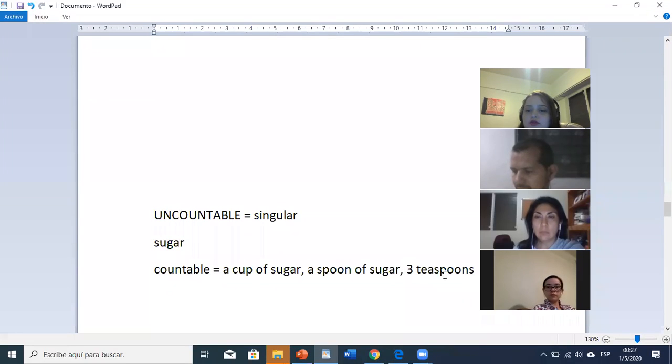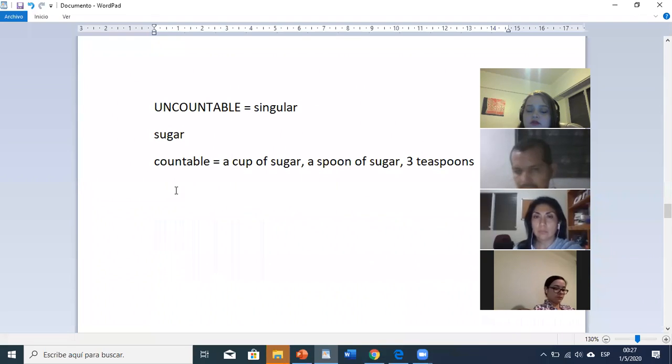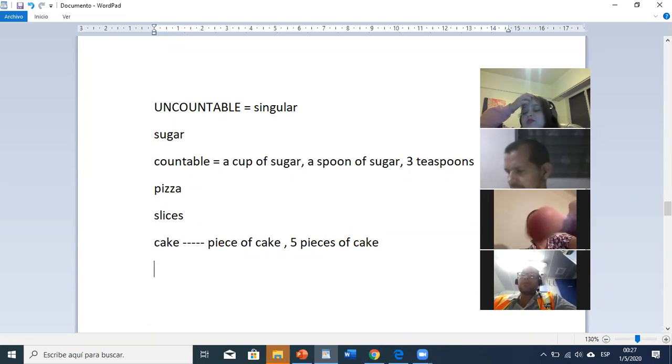You need to put it in a container or talk about the pieces, right? A pizza. How do I count pizza? By slices. Slices, right? How about cake? A piece of cake. Five pieces of cake and so on. Okay, that is how you make them plural.